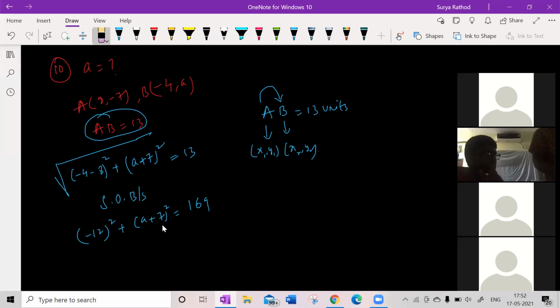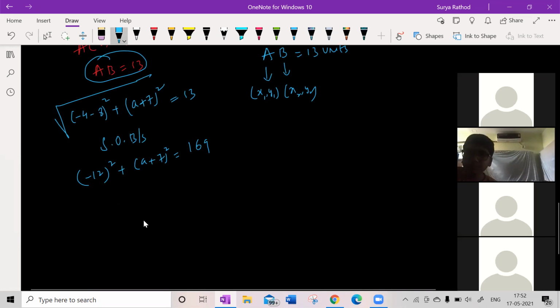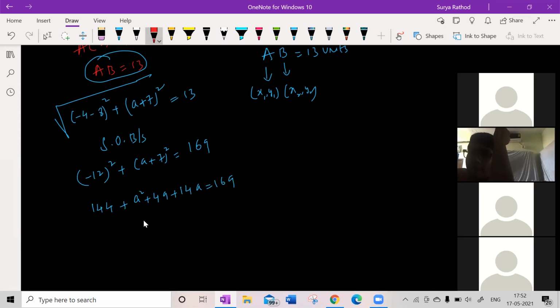So now if I find out the distance between A and B by using distance formula, what am I going to get? Look at this here. Minus 12 whole square, which is going to be 144, plus A square plus 49 plus 14A is equal to 169. How did I get this? A plus B whole square formula: A square plus 7 square, which is 49, plus 2AB, 2 into 7, 14, 14 into A, 14A, minus 2 whole square, which is going to give me 144.